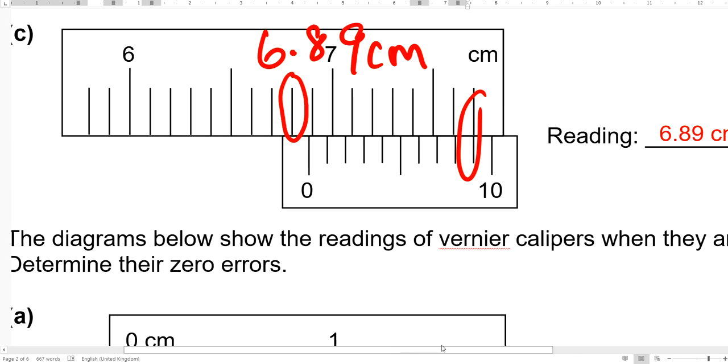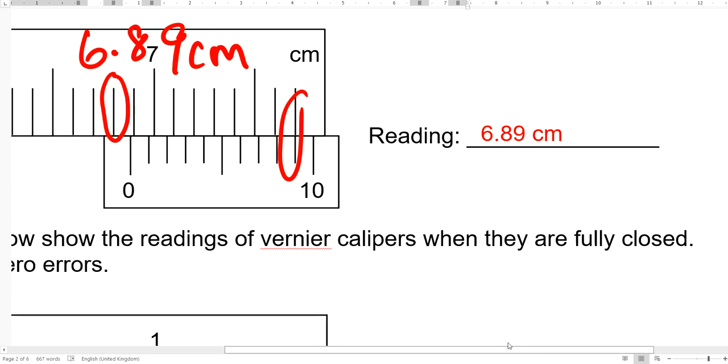Here we have vernier calipers when they are fully closed. When vernier calipers are fully closed, it is the same as the weighing scale. You remember the durian salad? When we don't have the durian, what is it supposed to point to? 0. When vernier calipers is fully closed, is it measuring anything? It shouldn't be measuring anything. So what should it read? It should read 0. How does a vernier calipers read 0?